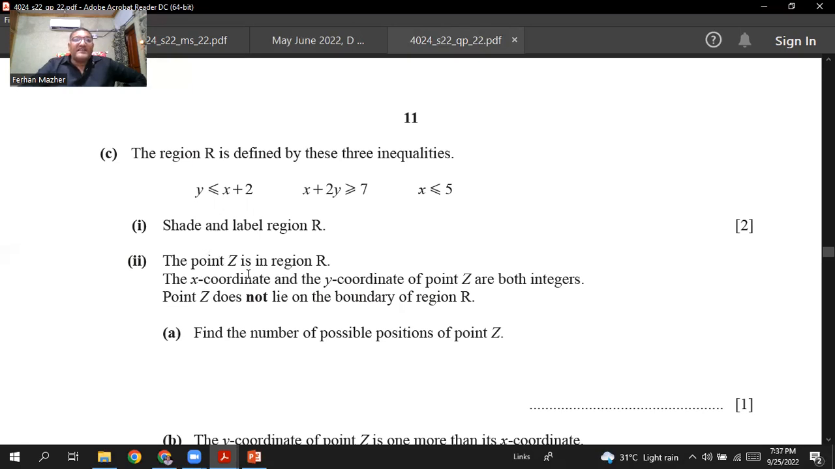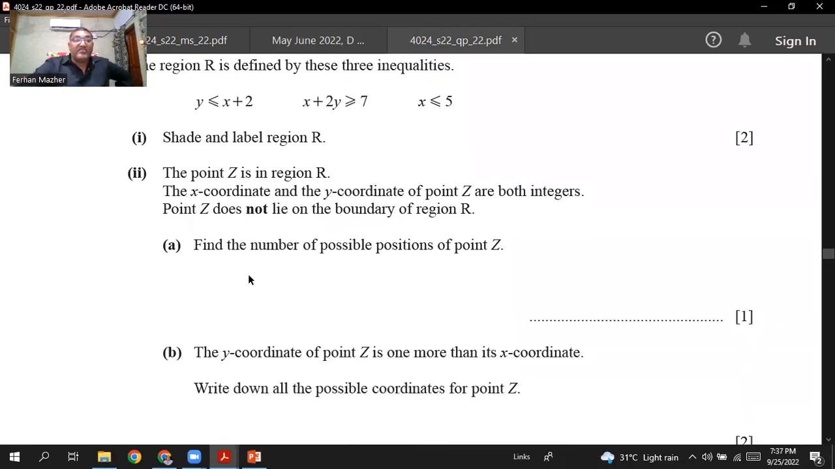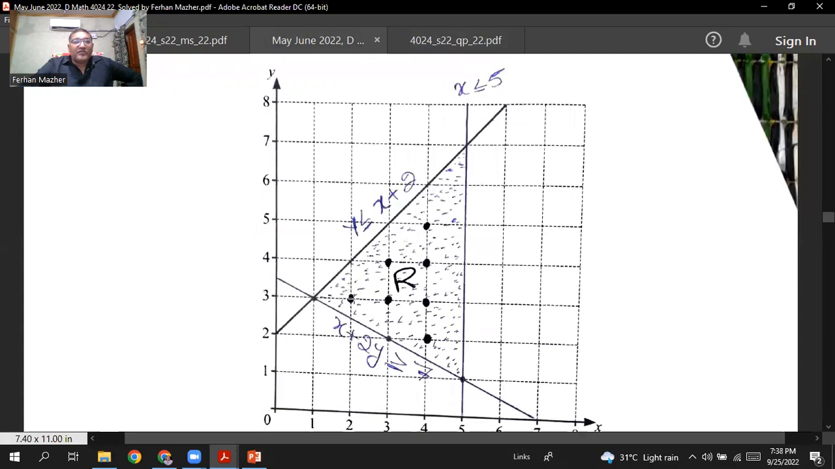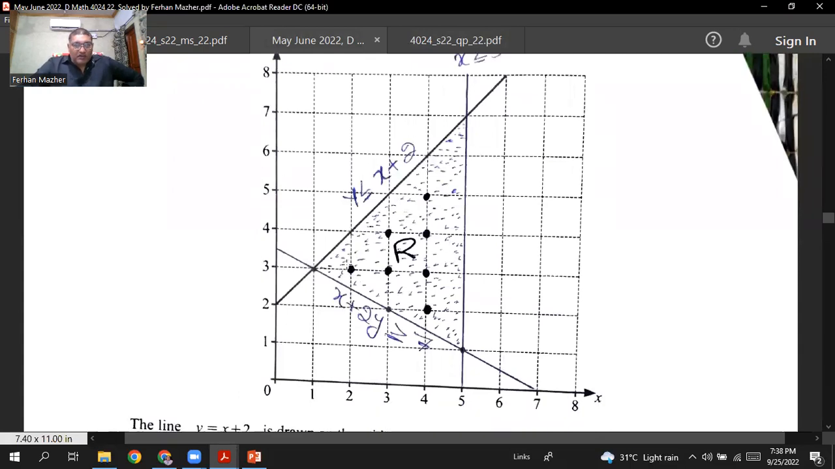So the point Z is in the region R. The x coordinate and the y coordinate of the point Z are both integers. Point Z does not lie on the boundary of the region R. Find the number of possible positions. Okay. So this point, this point, this point, this point, this point, and this point. These are the points in R. They are not on the boundaries and their coordinates are integers. So just count how many they are. 1, 2, 3, 4, 5, 6, 7. So there are 7 points.